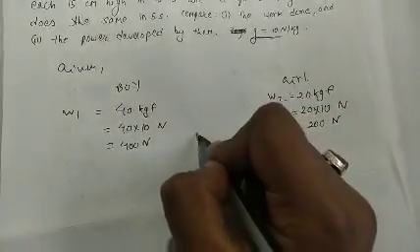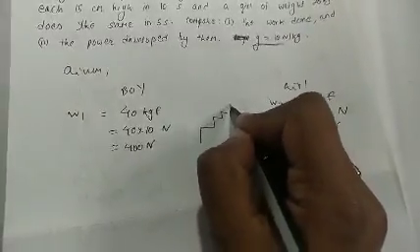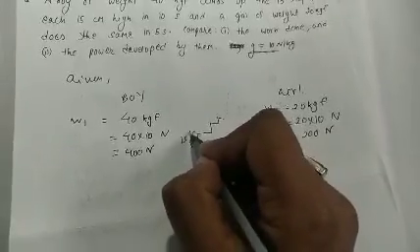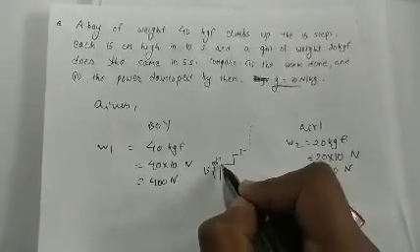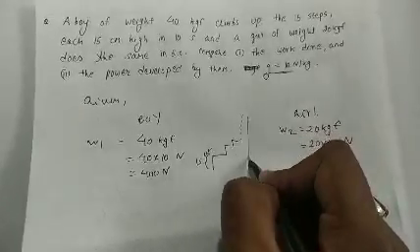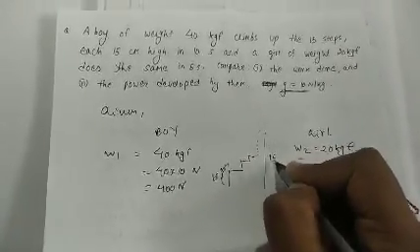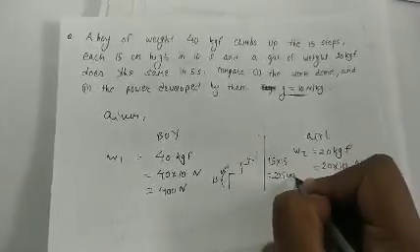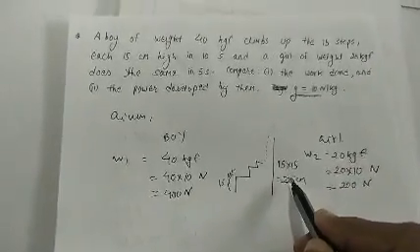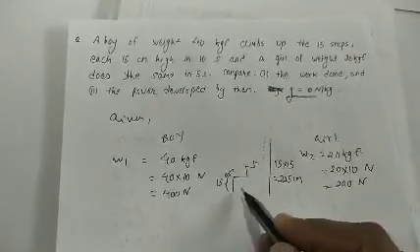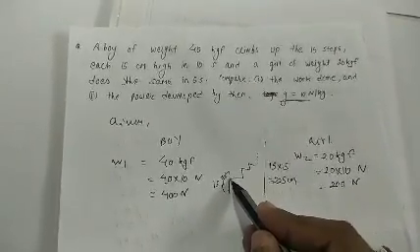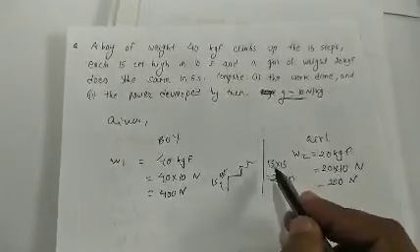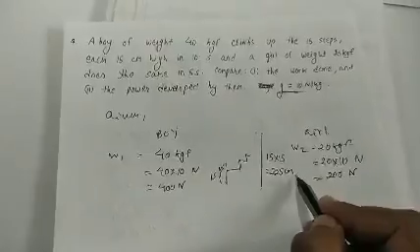Like this, there are stairs of 15 centimeter height, and the total number of stairs is 15. So the total height of the stairs will be 15 into 15 centimeter equals 225 centimeter. One stair is 15 centimeter high, but there are 15 stairs. If we add all those 15 stairs, the total height will be 225 centimeter.